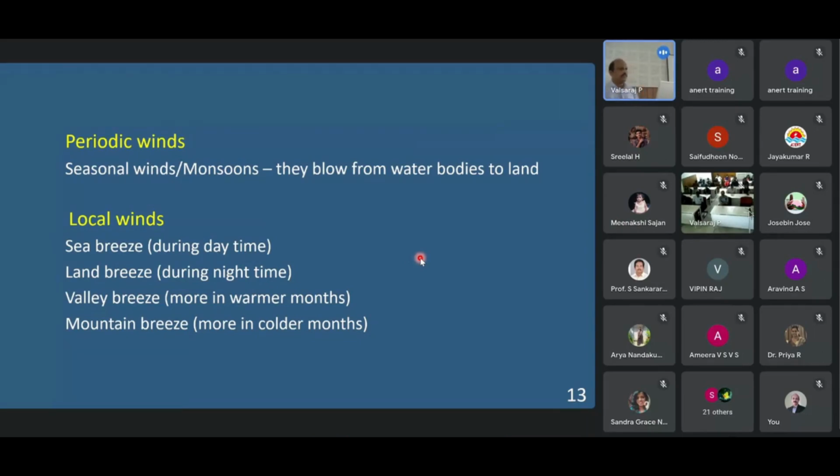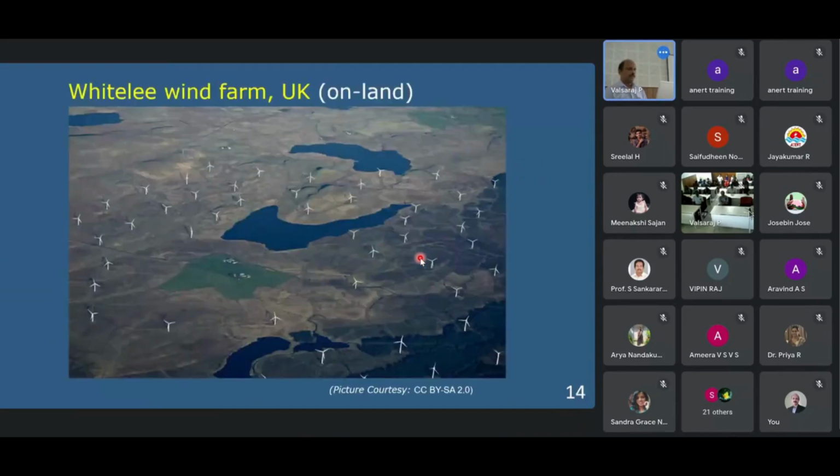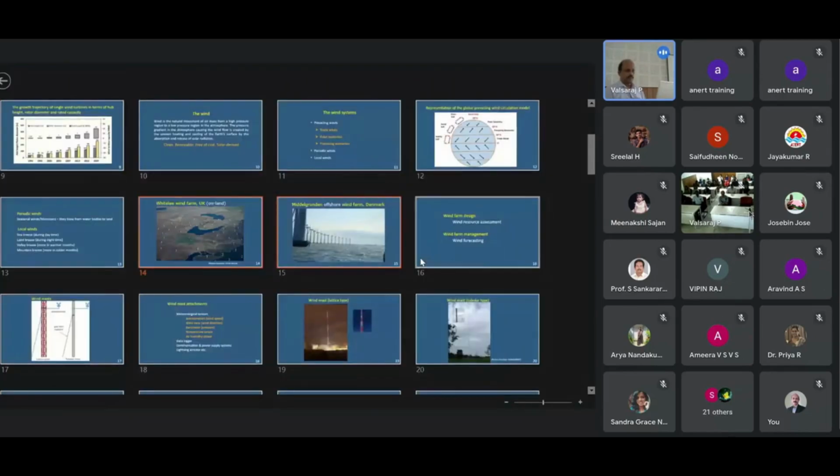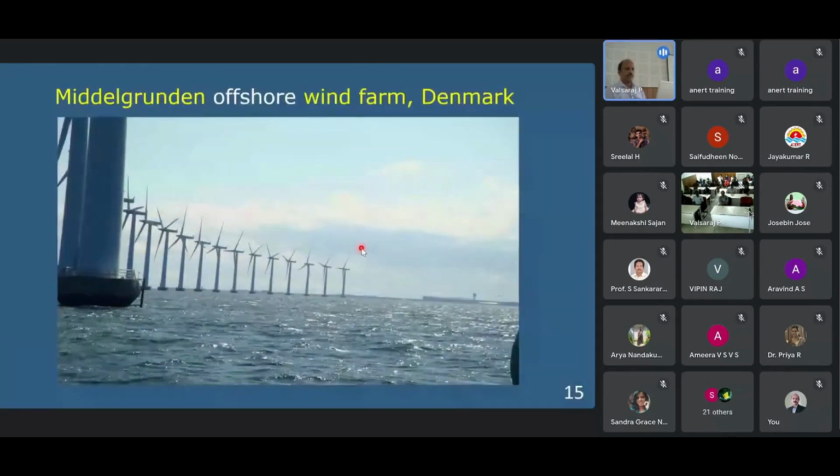Local winds happen every day: during daytime from sea to land, the sea breeze; at nighttime from land to sea. Then there are the valley breeze and mountain breeze. From the top of the mountain and deep inside the valley, cooling and heating will be at different rates. And just to give you a picture, this is one land-based wind farm, just to give you an idea how a wind farm will look. And this is an offshore one, a sea-based, water body-based wind farm.